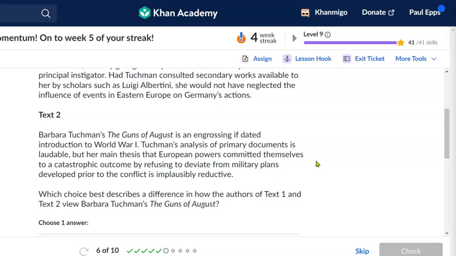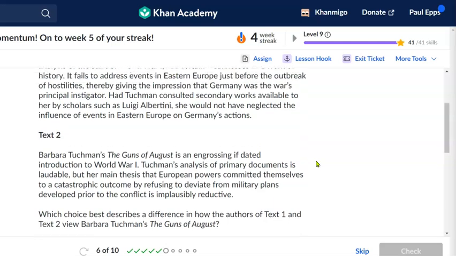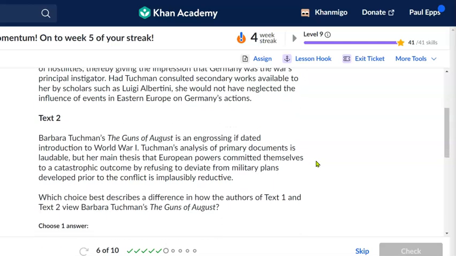Text 2: Barbara Tuchman's The Guns of August is an engrossing, if dated, introduction to World War I. Tuchman's analysis of primary documents is laudable, but her main thesis, that European powers committed themselves to a catastrophic outcome by refusing to deviate from military plans developed prior to the conflict, is implausibly reductive. Which choice best describes a difference in how the two authors view The Guns of August?